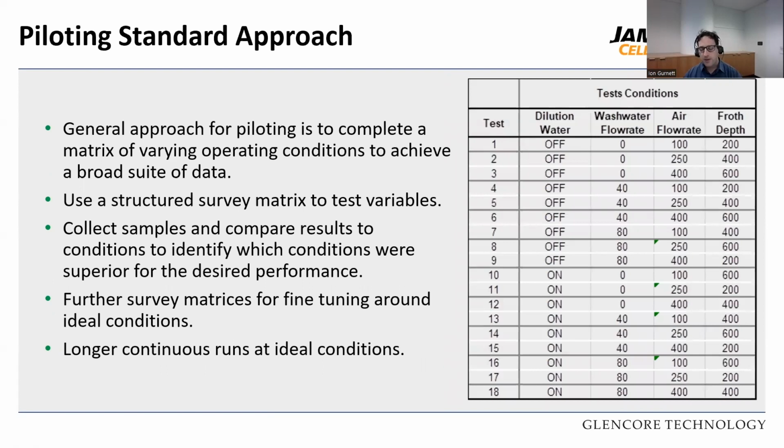But the main fundamental difference of piloting is we actually run a test matrix when we get them to site. This is done to allow you to understand the operations and conditions to get you the best out of a Jameson cell if you are going to proceed. To do this, we use a structured survey matrix to test the best variables. We collect samples, compare results, and then basically fine-tune to the ideal conditions.